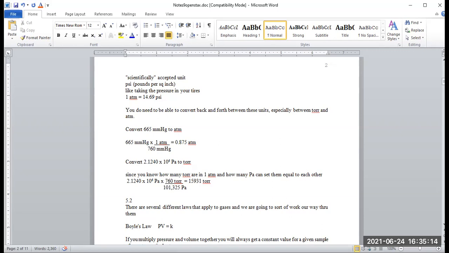Granted, it looks messier when you are crunching your numbers. You're going to take this massive amount of pascals, 2.1240 times 10 to the 6th, so we're talking in the millions, multiply by 760, and then divide by the 101,325. You will get 15,931 torr as your answer for this.